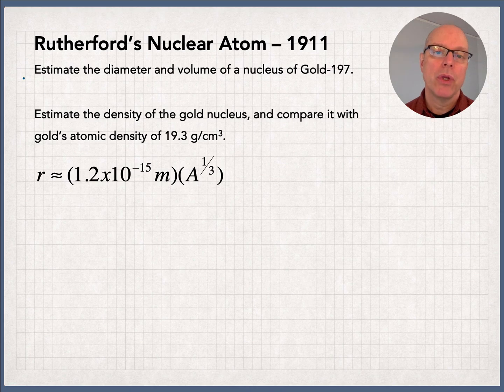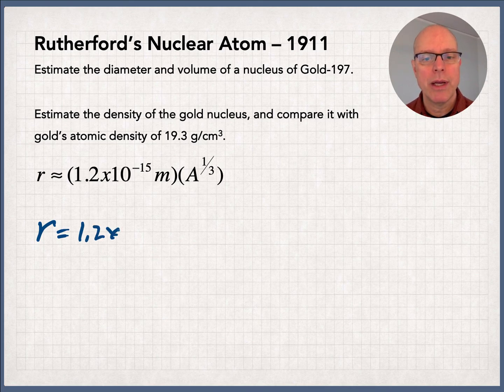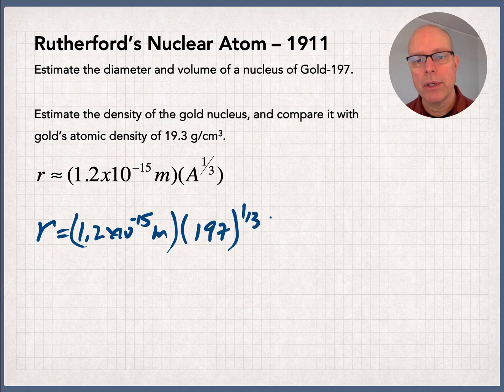So to begin with, we're being asked to estimate the diameter and volume of a nucleus of gold 197. And then in the next slide, we'll go and get the density of it and then figure it out compared to gold's atomic density. How dense is the nucleus? So first things first, this formula is pretty straightforward. We're just going to go ahead and use it. We'll get the radius, and we'll replace that with an equal sign. We'll just say 1.2 times 10 to the minus 15 meters times the atomic mass. Well, gold 197 has a mass of 197. So let's take atomic mass of 197 and raise it to the 1/3 power and put that into our calculators.